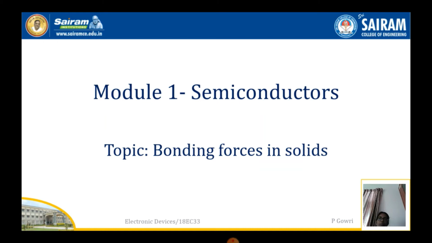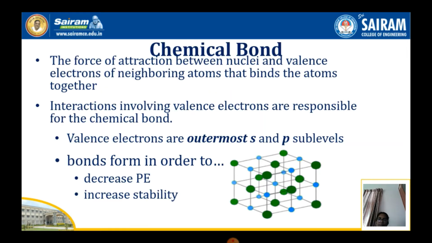So what is a bond? When isolated atoms come close, the force of attraction between the nuclei and the valence electrons of neighboring atoms binds the atoms together. So what is the meaning of this? The isolated atoms are the individual atoms. When they come together to lower the overall energy of the system, then the combined state where the atomic species exist together is called the bonded state. In bond formation, the interaction involves only the valence electrons. That is, the valence electrons are responsible for chemical bond formation.